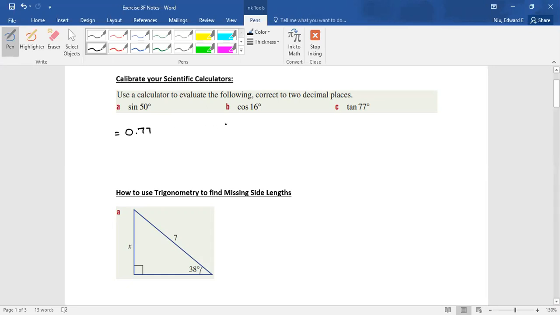The second one we have is cos 16, shut the brackets. So find cos, which is short for cosine. Press that button, type in 16, shut the brackets, and you should get 0.96. Keep in mind, we are going to 2 decimal places, so that's why I'm cutting the decimal places short. And then lastly, we have tangent 77, or in short, tan 77. So find your tan button, press that, type in 77, shut the brackets. You should get 4.33.